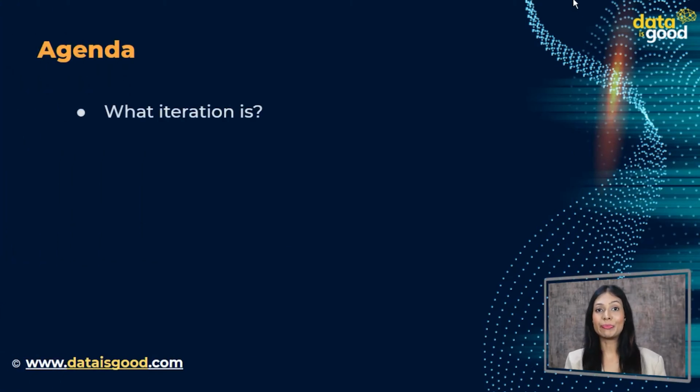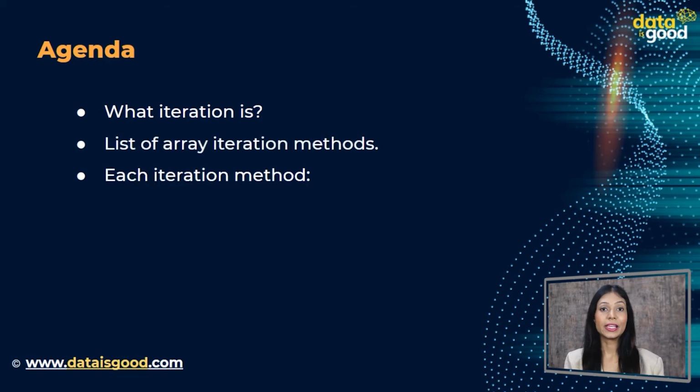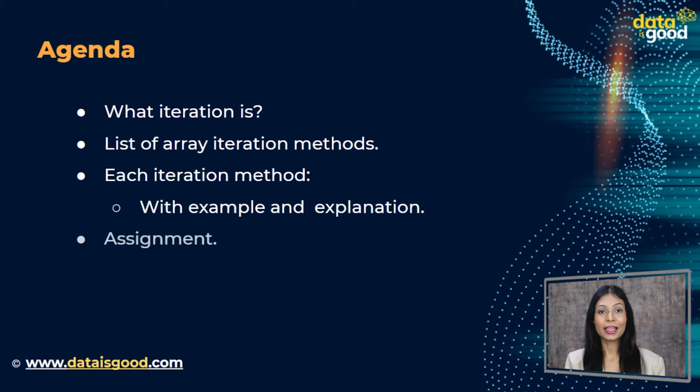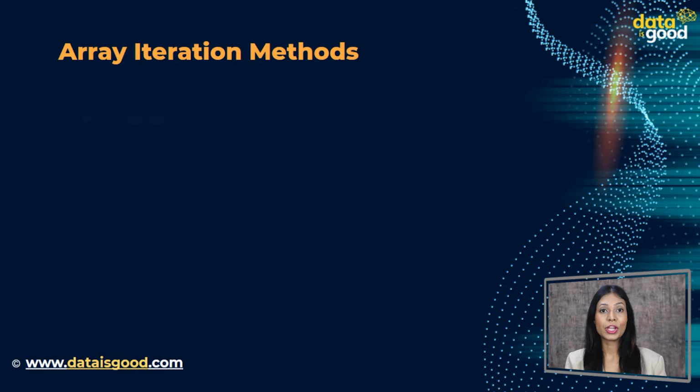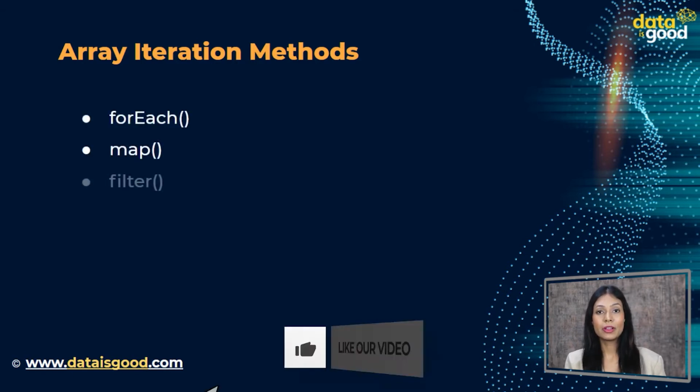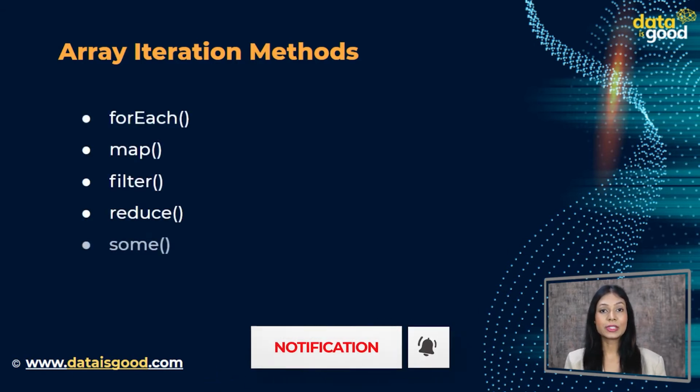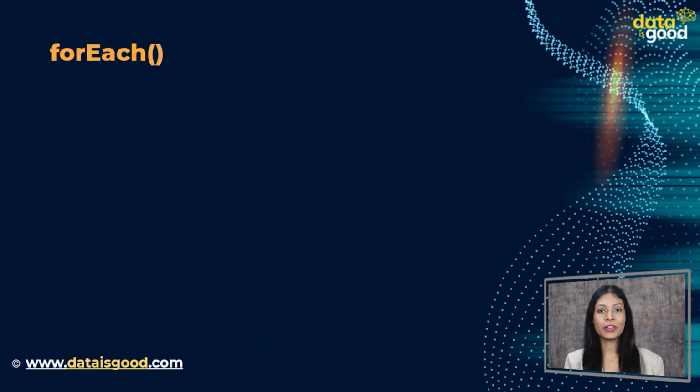We will be learning the meaning of iteration, then a list of iteration methods, then each iteration method with example and explanation. At the end, you will be having an assignment. The iteration methods operate on every item of an array, and mostly they perform a new function. These are the few important iteration methods which we are going to apply on the arrays: forEach, map, filter, reduce, some, every.